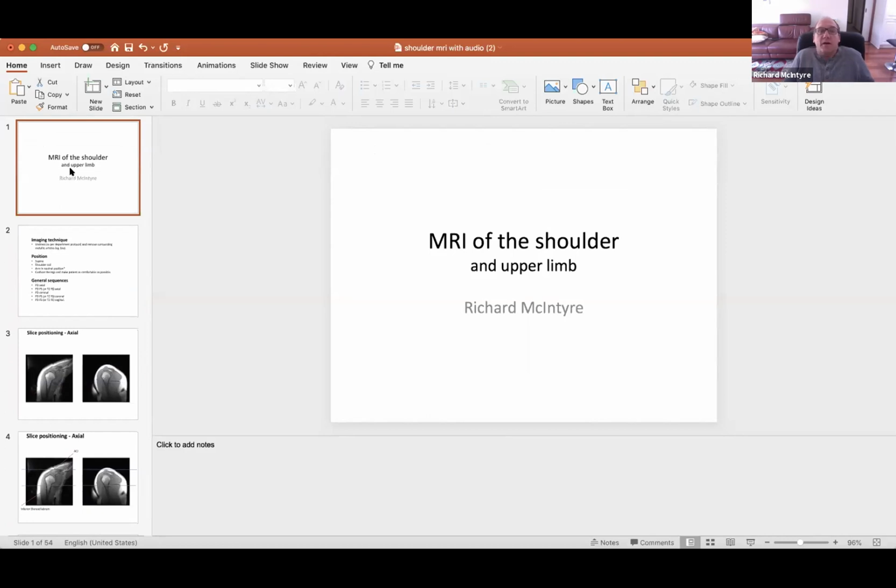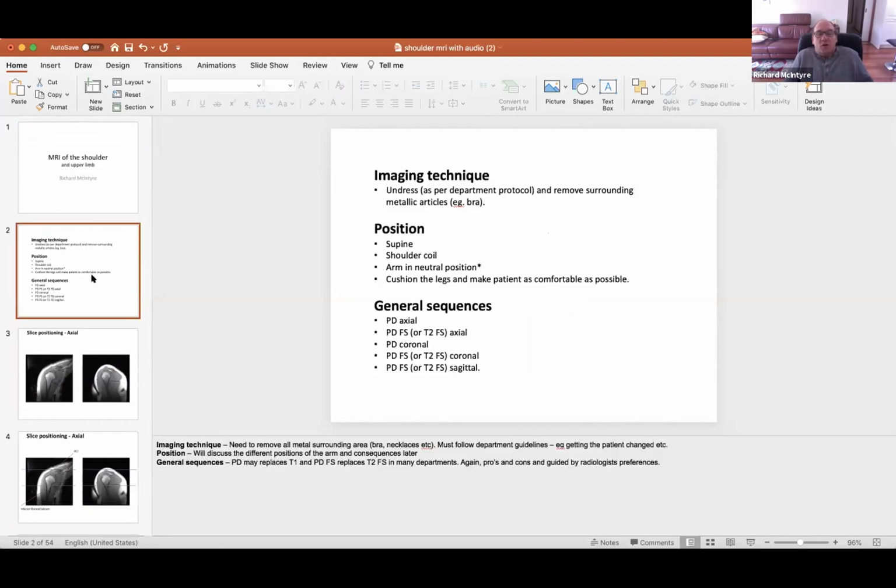Okay, onto the shoulder. Moving on. So we're imaging the shoulder. Our next discussion will be on the knee. We get the patient to undress as per the department protocol. We don't undress ourselves. We get the patient to undress, and that was a joke, and remove surrounding metal articles, so the patient's bra, if the patient's female. We make sure that those clips aren't in the way of our shoulder, otherwise we're going to get artifacts.